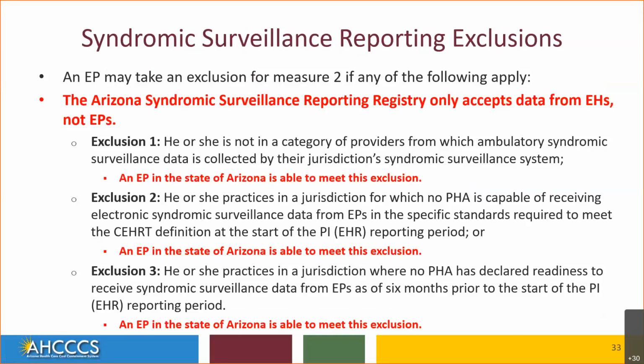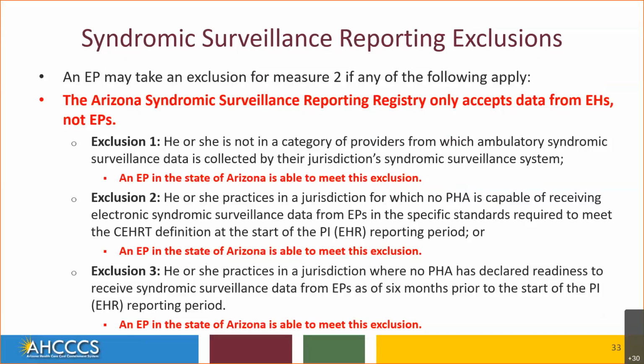So an EP may take an exclusion for measure 2 if any of the following apply, and there are 3 exclusions. The Arizona Syndromic Surveillance Reporting Registry only accepts data from EHs, not EPs. Exclusion 1 is an EP not in a category of providers from which ambulatory syndromic surveillance data is collected by their jurisdiction. The EPs in Arizona meet this requirement of the exclusion. The second exclusion is when an EP practices in a jurisdiction for which no public health agency is capable of receiving that data. An EP in the state of Arizona is able to meet that because the Syndromic Surveillance Registry in Arizona is not accepting data from EPs.